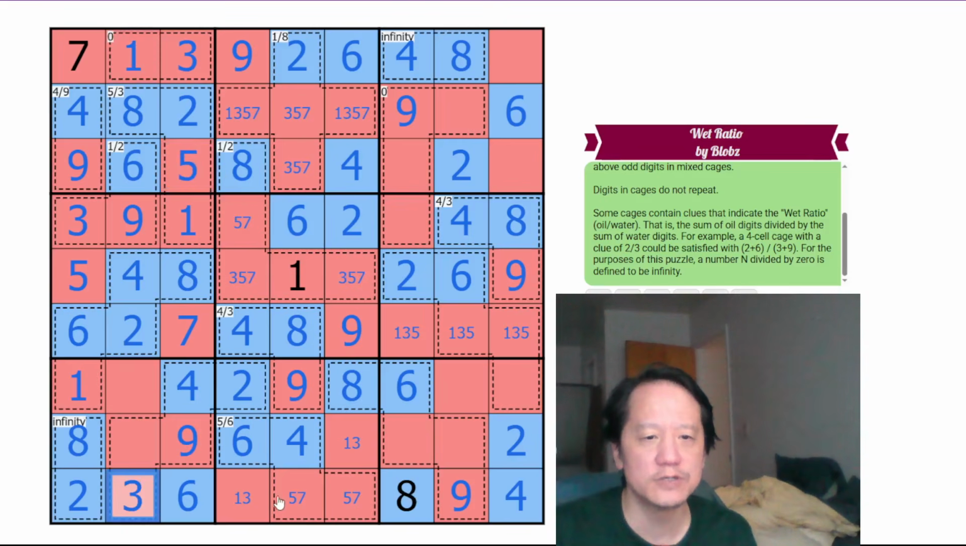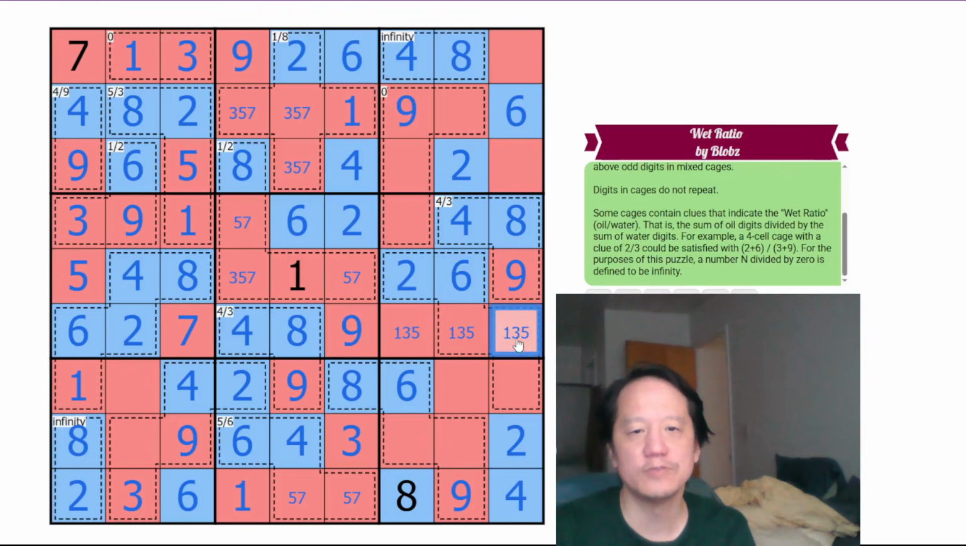1 eliminates 1 here, so it's 3 and 1 there. So no 1 here. 1 eliminates 1 here, so that's 3. So there's no 3 here. This is 5, 7 as a pair, which eliminates 5 and 7 in the rest of the column. So this can't be 5 or 7 or 3. It's 1. That leaves 1, 3, 5 triplet. Eliminates 1, 3, 5 in the rest of the box. So this must be 7.